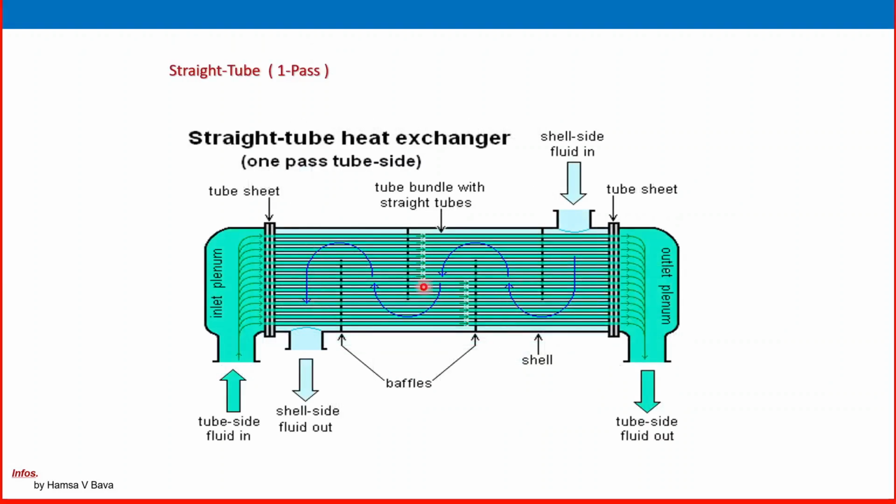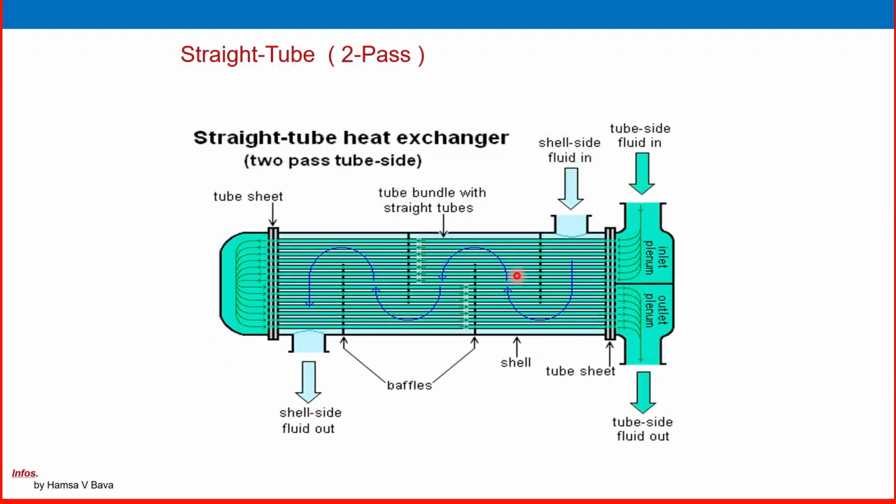Straight tube is also there. See the straight tube. Tube bundles are in a straight line with the tube sheet. So inlet is there and outlet is there. Straight lines are there. And shell side, of course, the other way it is. And straight tube 2 pass is there. See, tube side is entering and going, coming back and entering like the U-tube.